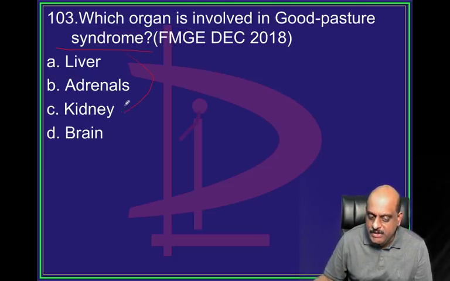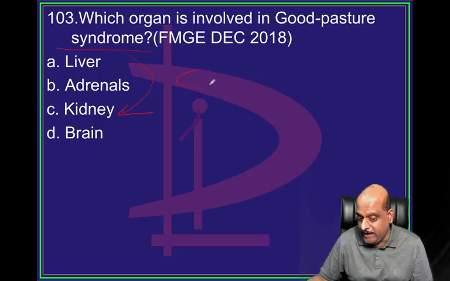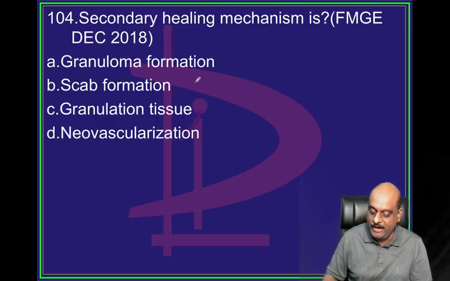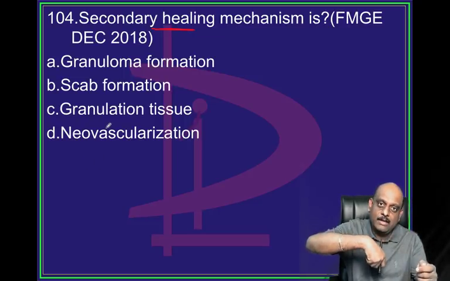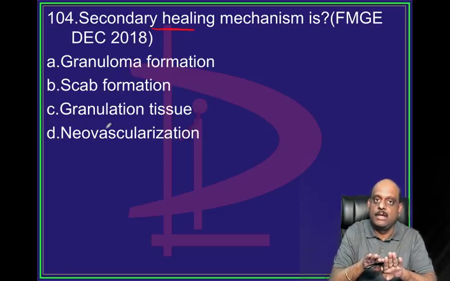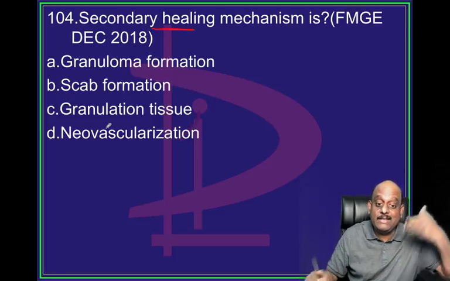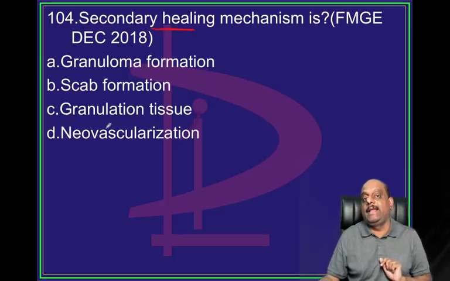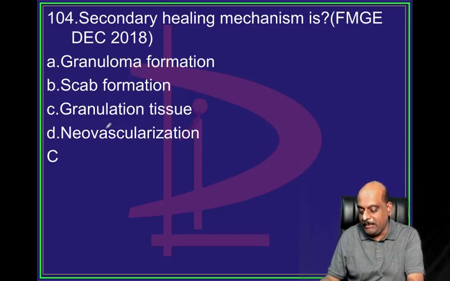Goodpasture syndrome is in the kidney glomerular basement membrane, right? Now secondary healing, how does it occur? Healing by primary intention means both wound ends are very close, healing happens. Healing with granulation is called secondary healing, is what you need to remember.